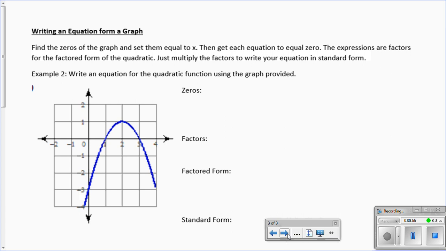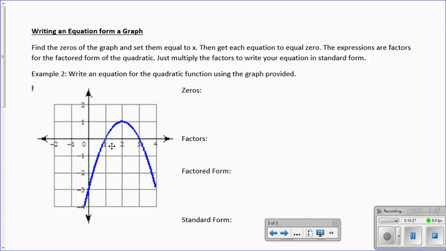So when you're writing an equation from a graph, this way I think is a little bit easier. You're going to find the zeros of the graph, and just set them equal to x. So it's like x equals this, x equals that. Then for each of those equations that we have, those x equals, we're actually going to get it so something equals 0. So we're going to move the number to the other side with the x. And whatever equals 0 is actually a factor, like part of the factored form of that quadratic. So then we just multiply the factors together to get standard form.